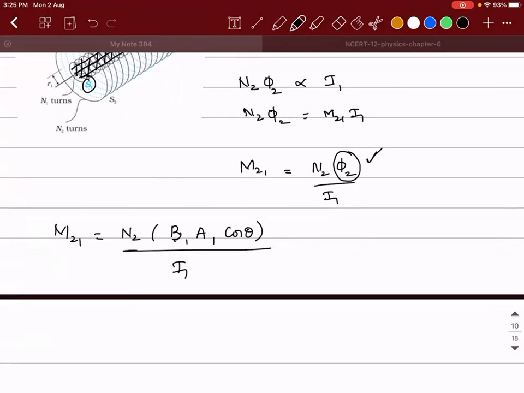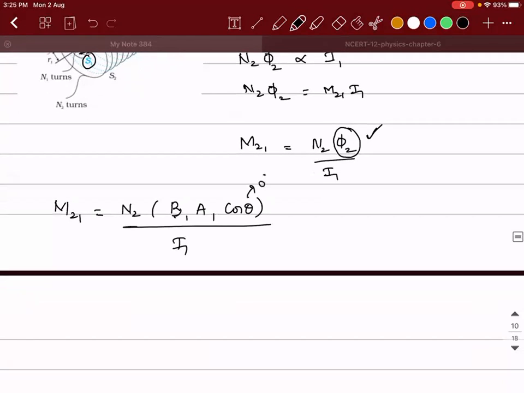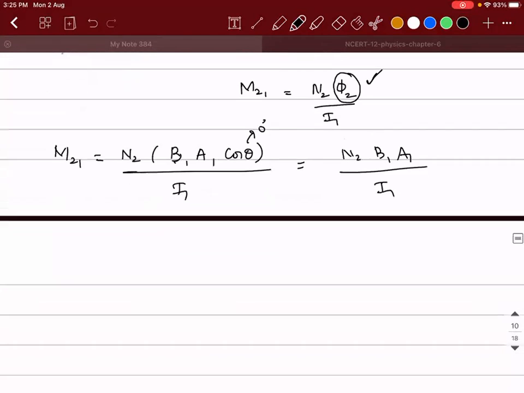Because if you recollect the concept from the previous chapter, what did I say? Magnetic field due to a solenoid is completely linked within itself, if you consider it to be a long solenoid. What do you mean by long solenoid? Its length is more compared to the radius. The same thing is happening here. And theta is obviously going to be 0 degrees. So it will be N2 into B1 into A1, the whole divided by I1.